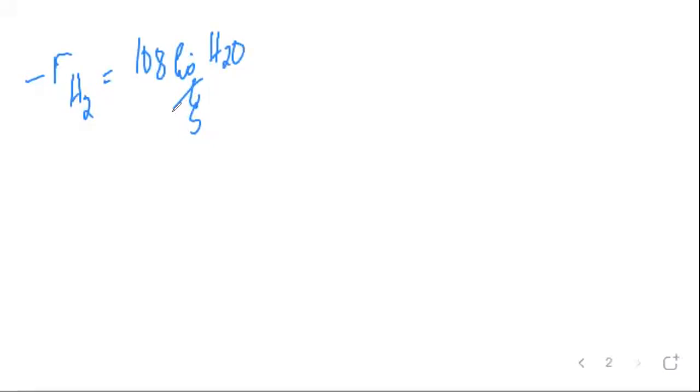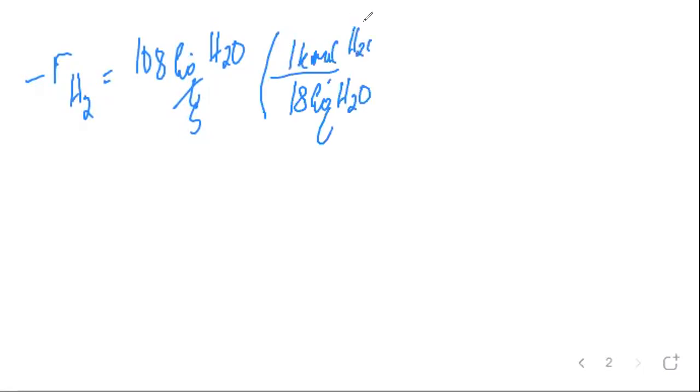Mole per unit time. Okay, you need to convert this into moles. That way you can use the stoichiometric relationship in your chemical reaction. So there's a need for us to divide by 18 kilogram H2O per mole, 1 kilomole H2O. Okay, so you get to cancel the kilogram H2O.